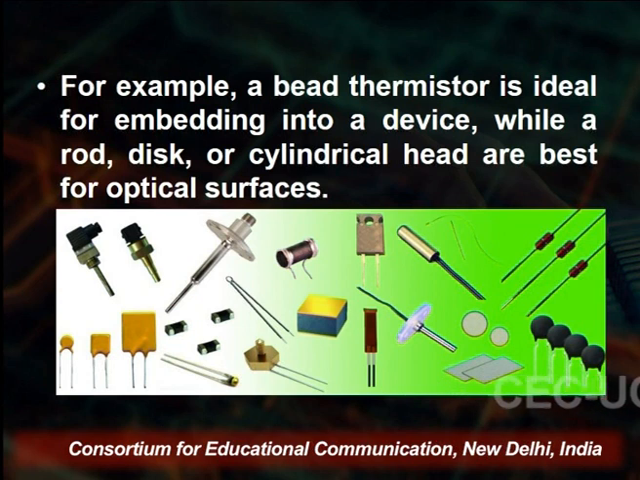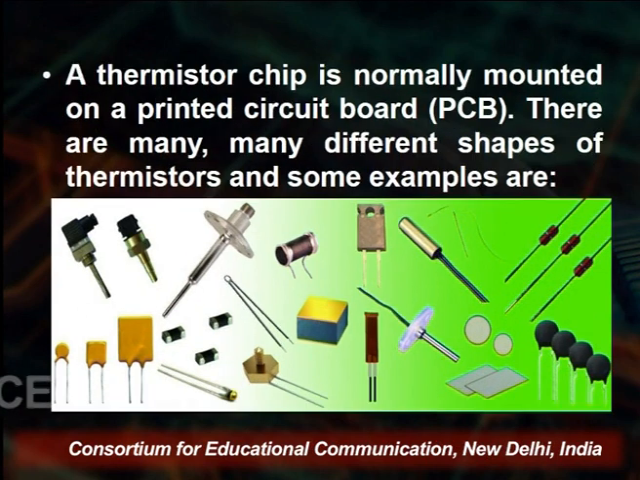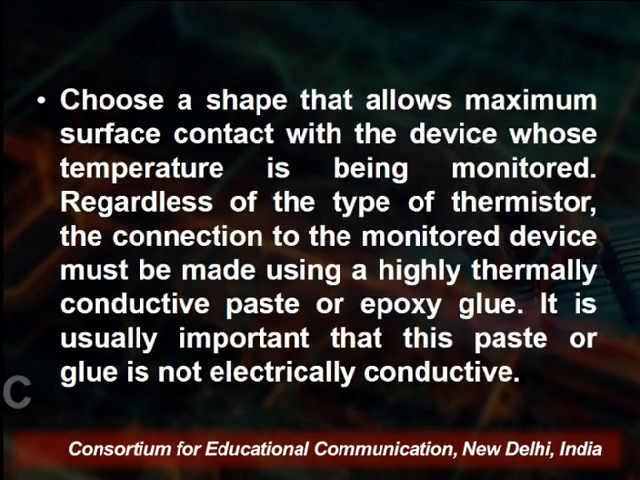You see on the screen, the basic types of thermistor are defined here. Whenever we use an optical surface, we use the rod, disc and cylindrical heads. Otherwise, the bead shaped thermistor is generally used in devices. Many shapes of thermistors are available. Now, a thermistor chip is normally mounted on the printed circuit board. On the PCB, we mount the thermistor chip, and there are many different shapes of thermistor, and some are defined here. These are the basic shapes for the requirement.